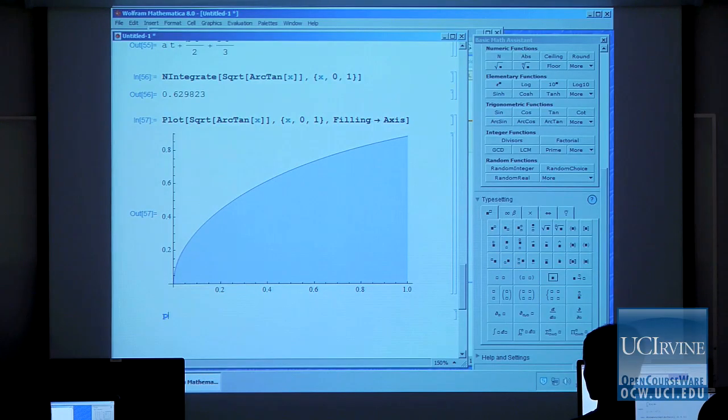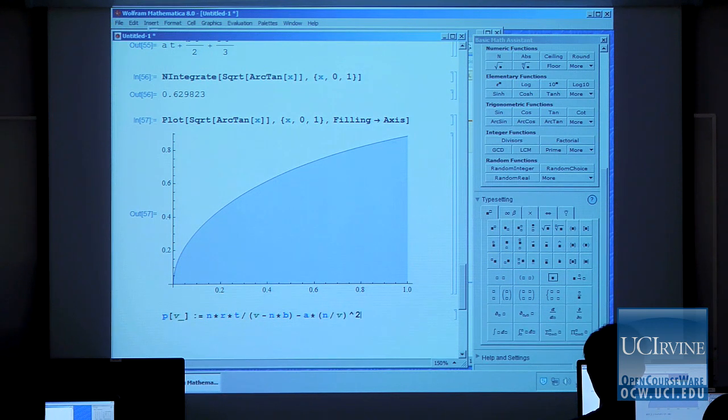All right. So I'm going to define the equation of state, pressure, as a function of volume, colon equals, and then I'm just going to type in the van der Waals equation. So N times R times T divided by V minus N times B. Okay? And then I need minus A times N over V squared. Okay, so there's our van der Waals equation of state.